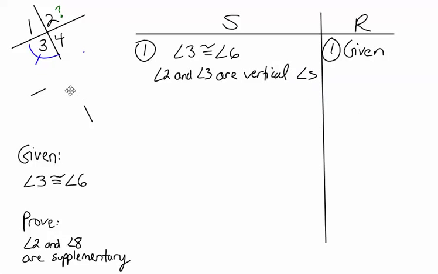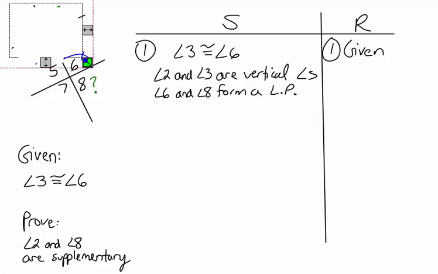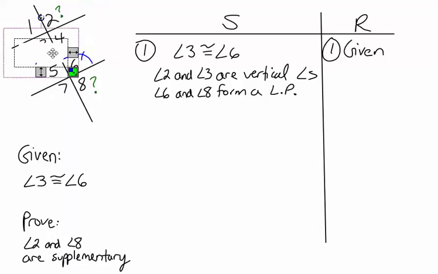Now we're going to do the same kind of thing, except we're going to block off the top of the picture and focus our attention on the bottom portion of the picture. It's angles 6 and 8 that are labeled, and angles 6 and 8 form a linear pair. So that will be the second item that we add to the given. Angle 6 and angle 8 form a linear pair.